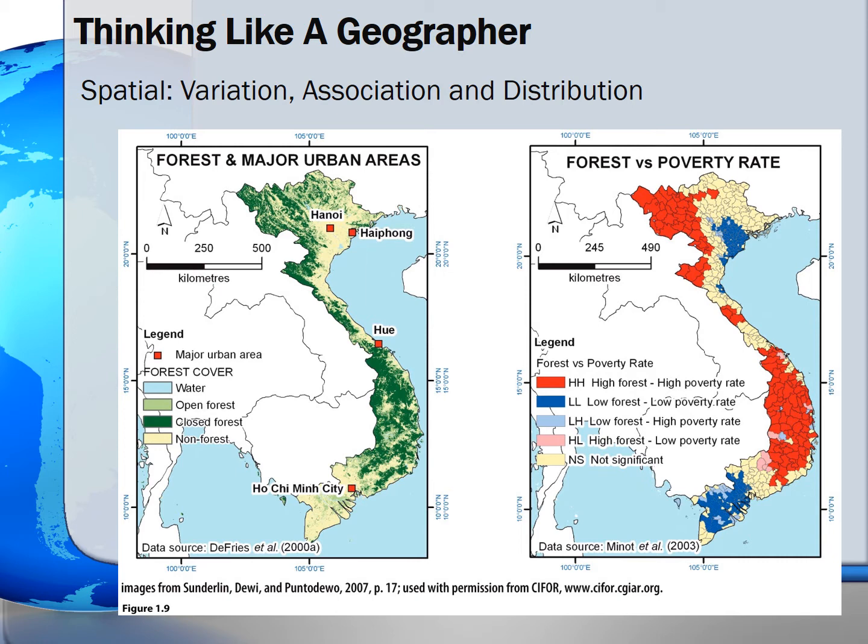Lastly, distribution refers to the arrangement of phenomena on or near the Earth's surface. In other words, where is the phenomenon located?